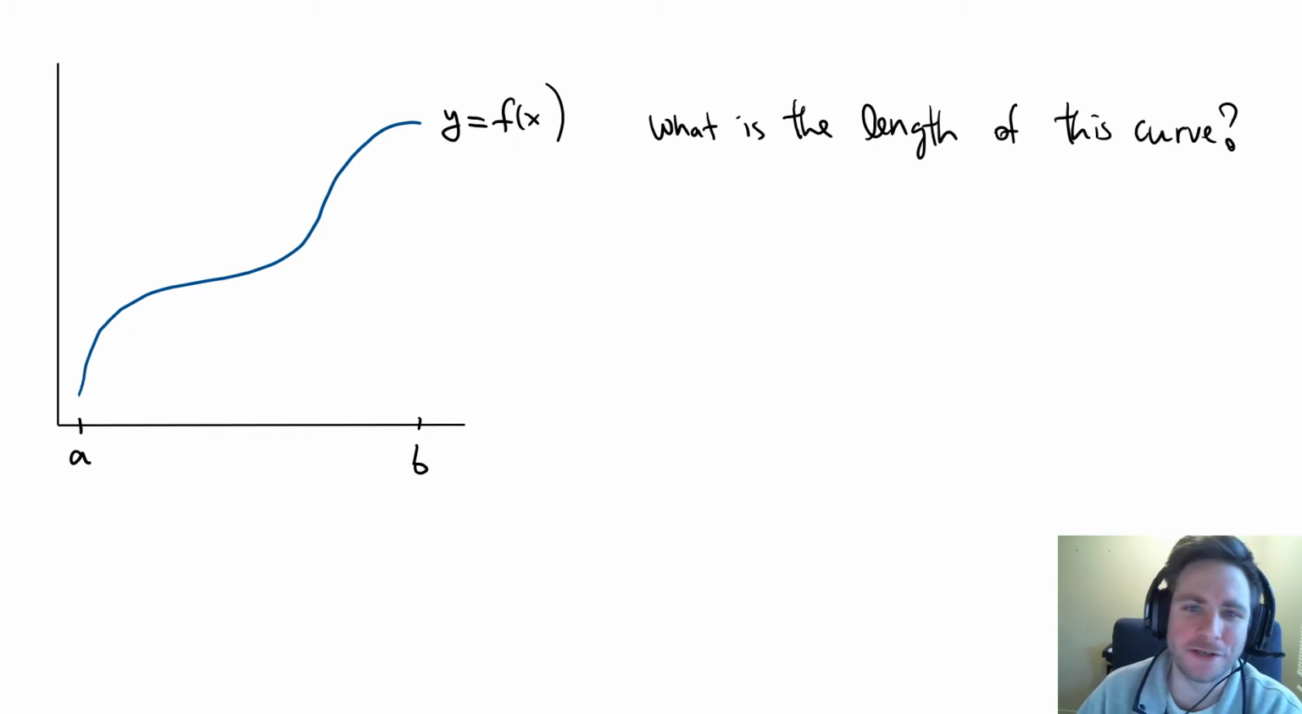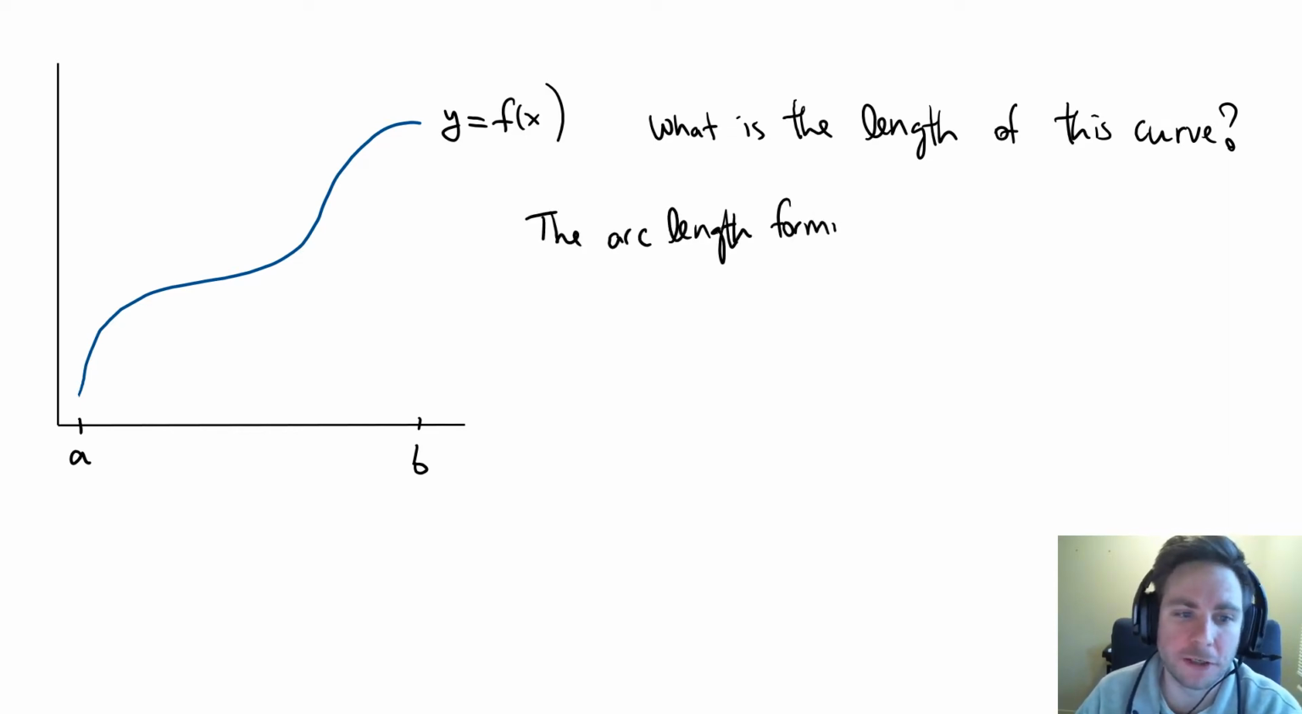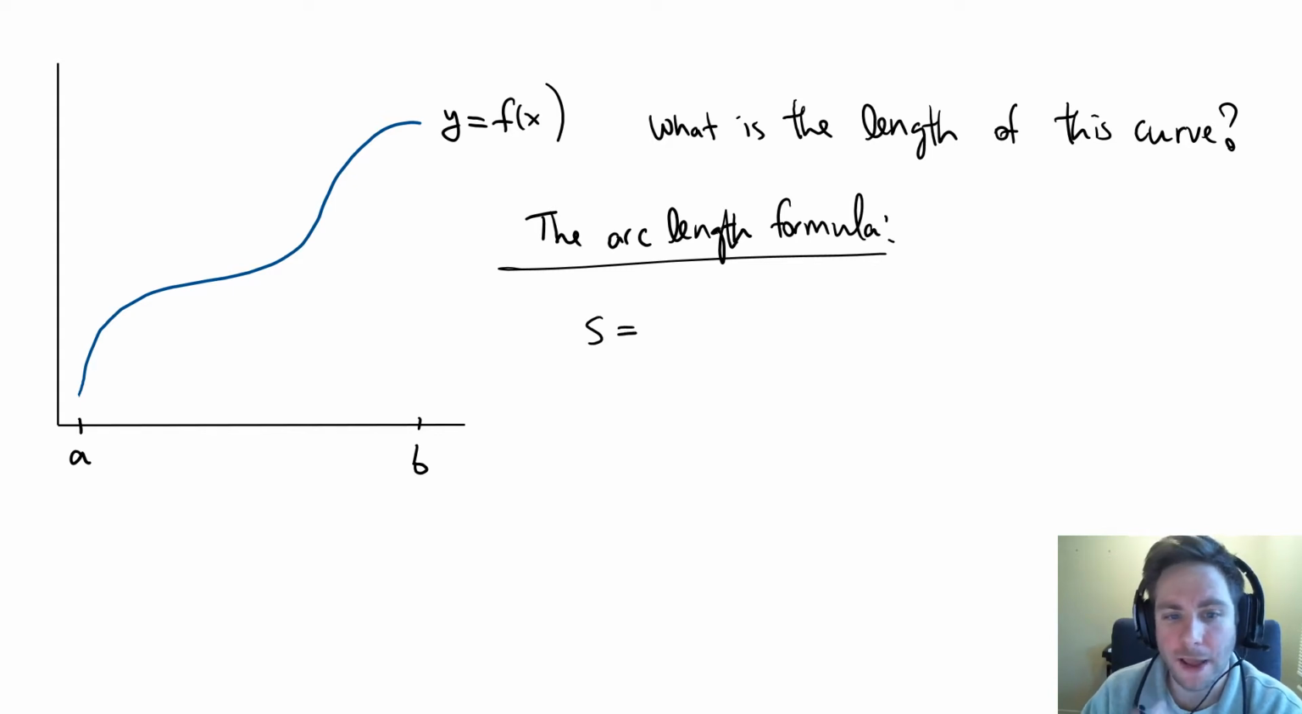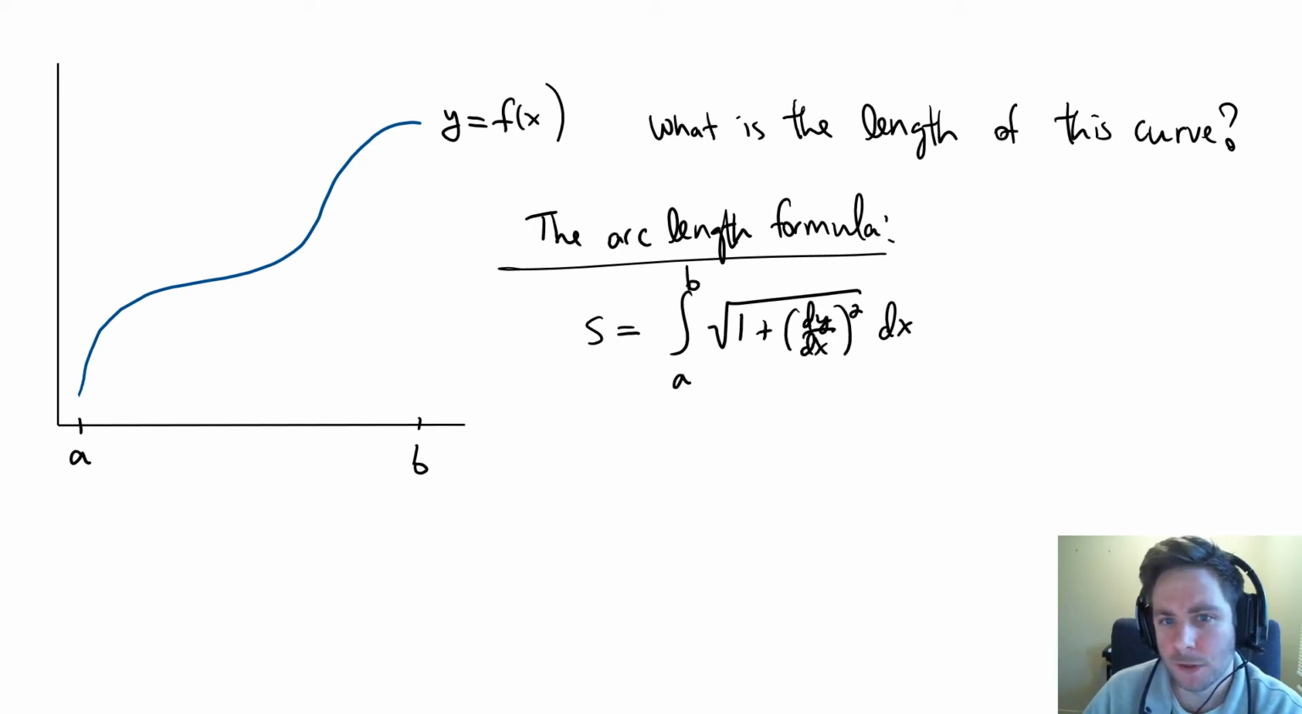It would be difficult to measure unless we had a way to straighten out the curve, but we can't really do that unless this were like a physical object like a string. But thankfully, it turns out there's a simple formula we can use for this, and here it is. I'm going to use the letter S to represent the length of the curve, and it turns out the length is equal to this integral. You'll notice that A and B here represent the interval on the x-axis.